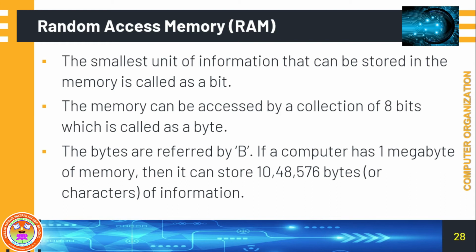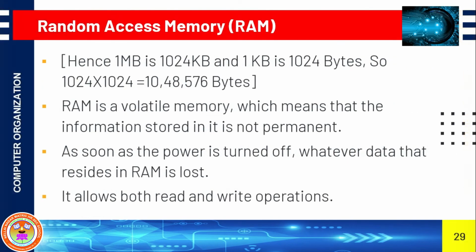The smallest unit of information that can be stored in memory is called a bit. So already we know a bit is the very smallest unit in which we store any data in the computer. The memory can be accessed by a collection of 8 bits, which is called a byte. Of course, 8 bits equal 1 byte. Bytes are referred to by the alphabet B. So if your computer has 1 megabyte of memory, how much data can it store? 10,48,576 bytes or characters can be stored. So 1 megabyte means 10,48,576 bytes of information we can store. These are the ways data is stored and processed in random access memory.